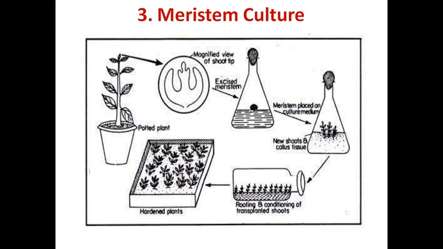Then here is the rooting, and transplanting of the shoot, and finally there is hardening of that plant in an appropriate proportion of cocopeat, soil and sand. And finally there is a disease-free plant in meristem culture. First the shoot proliferation takes place, and then the rooting is done, and finally that rooted plant is potted and hardening is done.